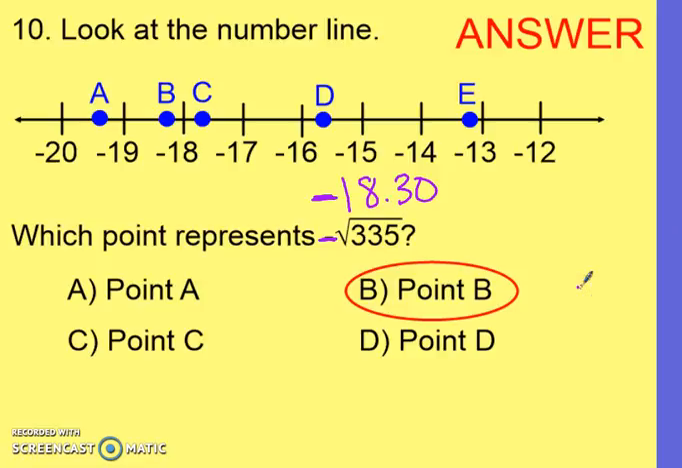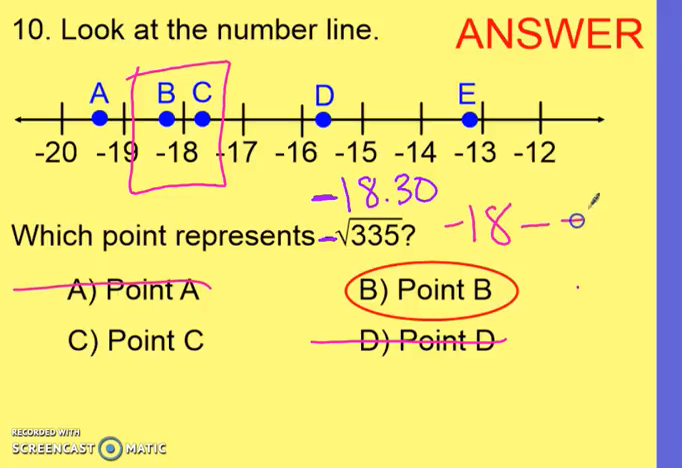So if I'm looking at this, I know it's going to be one of these, right? Got to be B or C. So really, let's just get rid of the others. Now we're down to a 50-50. That's negative 18.30. So that means it's in between negative 18 and negative 19. So the point that's in between negative 18 and negative 19 is B. That's our answer.